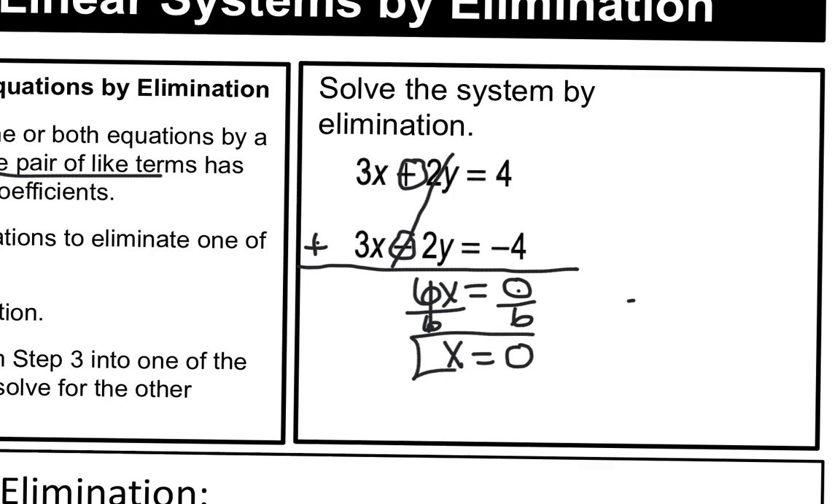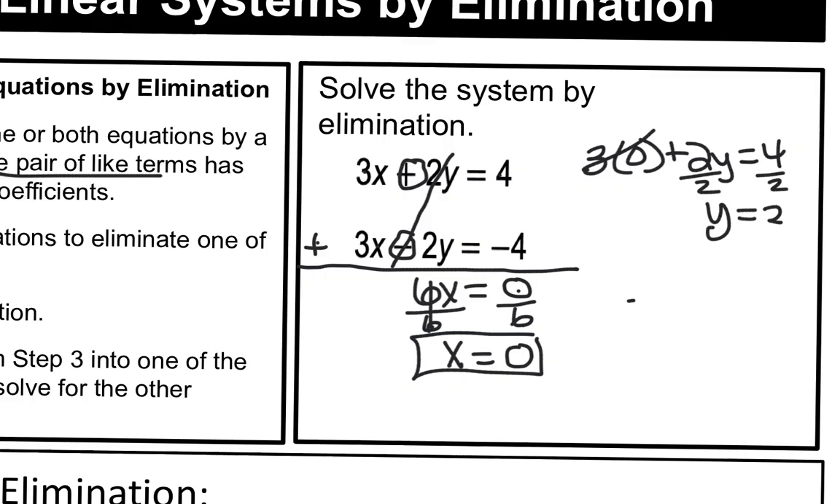So now I know that my x coordinate is 0 on my point of intersection. Now I can substitute the 0 for x in either one of these equations. So 3 times 0 plus 2y equals 4. So this is 0. Divide by 2. So y equals 2. So my solution is the ordered pair. X comes first, 0, 2.